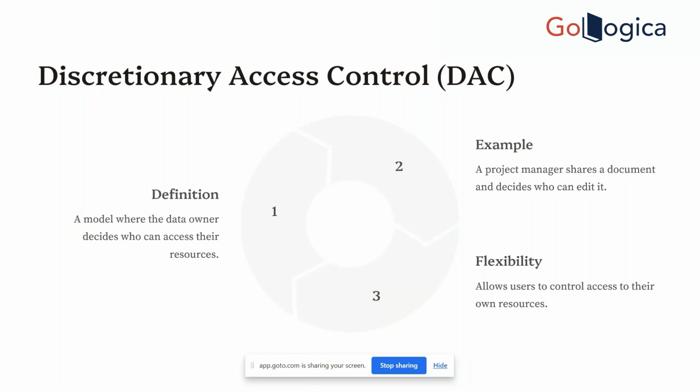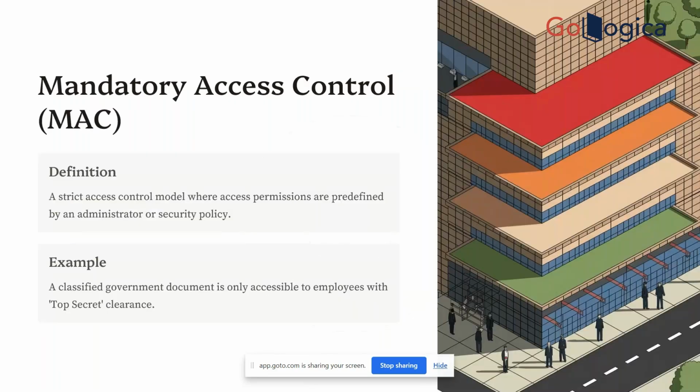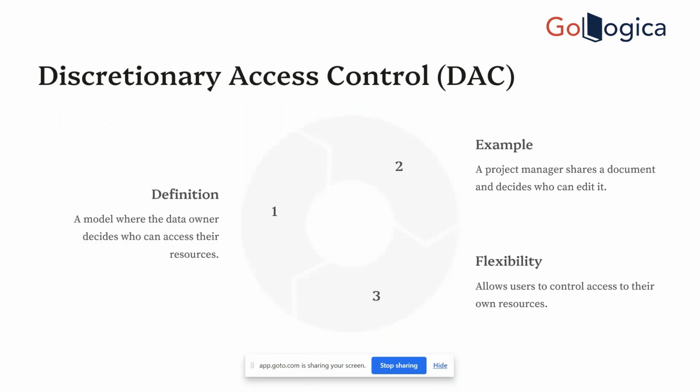It gives us flexibility. It allows users to control access to their own resources. That we call DAC. We can see this in the organization or on the project side, and we can implement this kind of activity with our policy side and rule side. Then we have MAC. DAC is where a data owner decides who can access their resources.